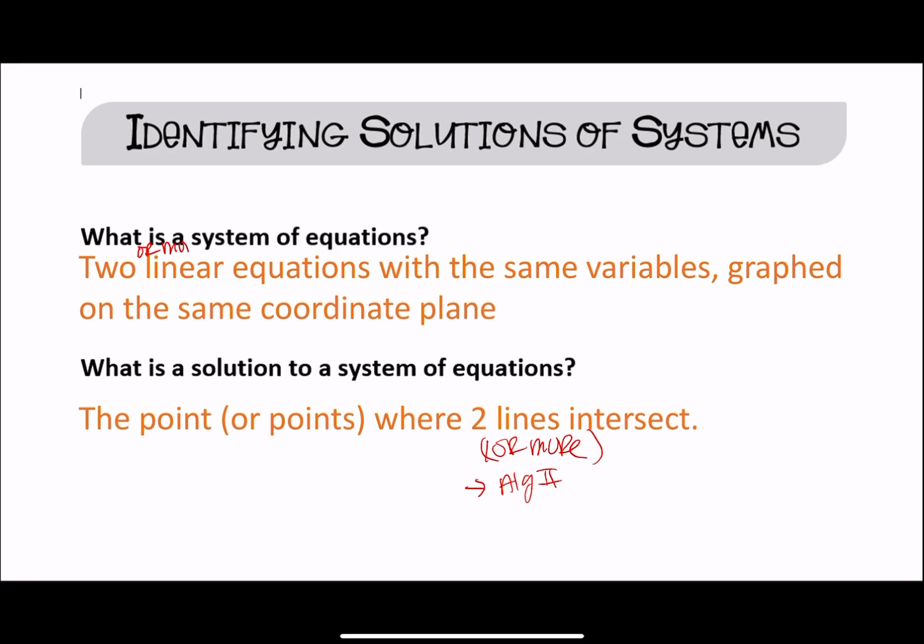Now that two or more, again, is going to happen when you're in algebra 2. So if you want to put or more, you can. But again, that's only going to be for algebra 2. In algebra 1, we only do one thing.